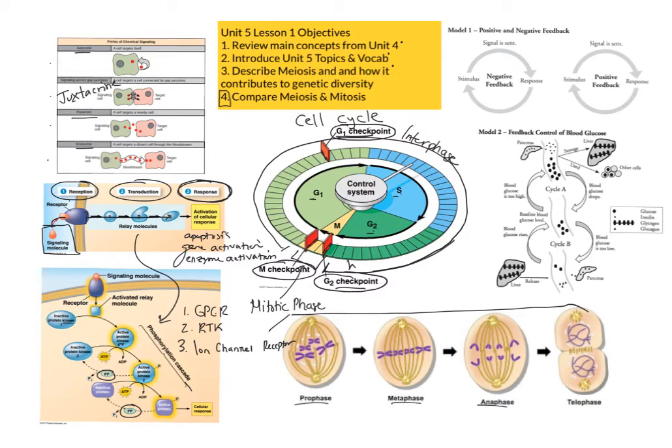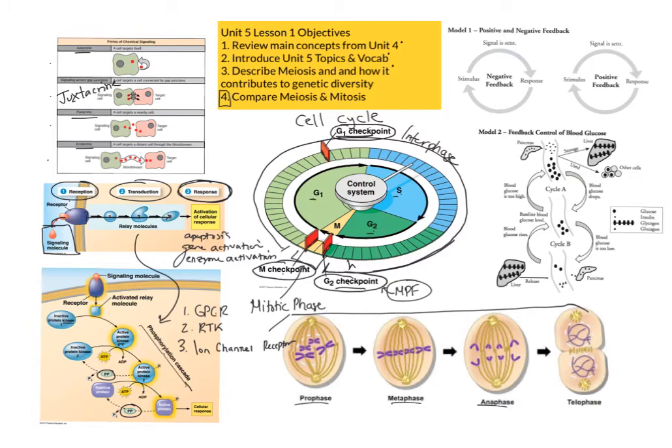Now, there are different conditions that must be true of this cell in order to pass through that checkpoint and continue on in the cell cycle. So, for example, for the G2 checkpoint, we learned that the cell has to have sufficient levels of MPF, mitotic promoting factor, in order to pass through the G2 and into the M phase.